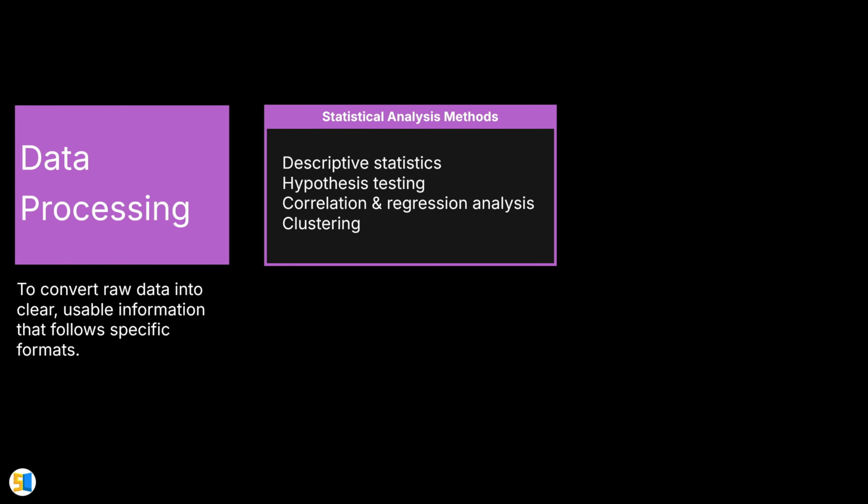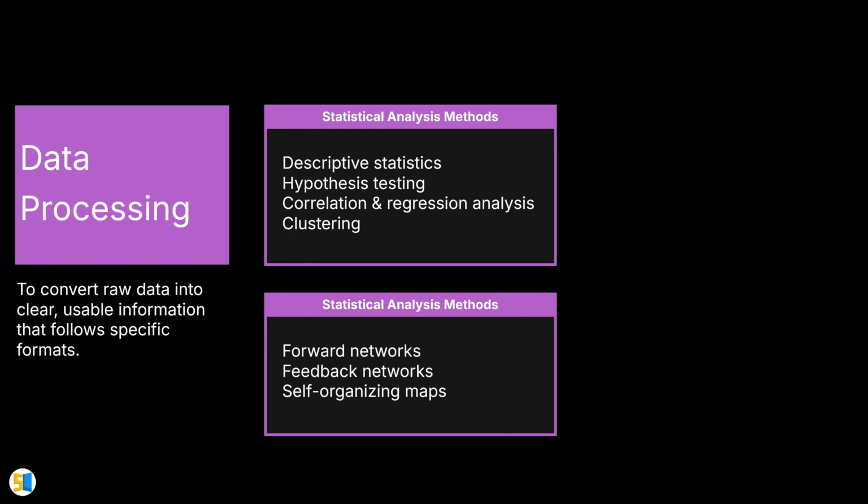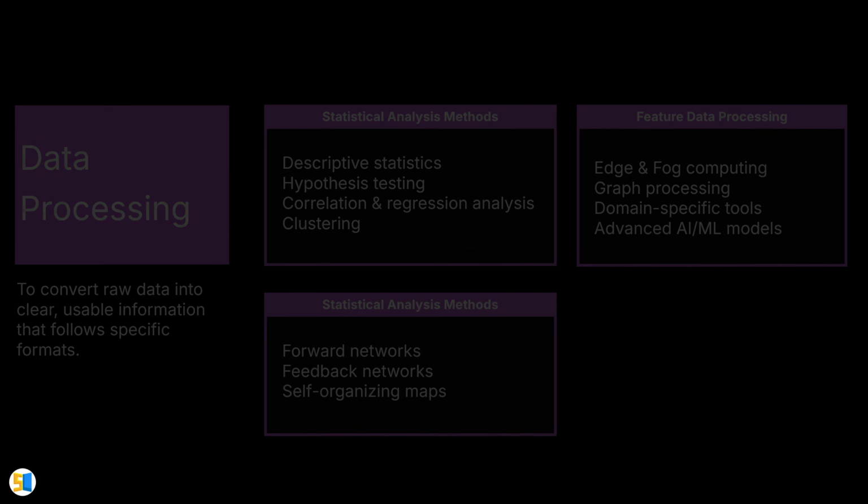Data can be analyzed using statistical techniques and/or neural network techniques. Statistical techniques include descriptive statistics, hypothesis testing, correlations and regression analysis, or clustering. Neural network techniques include feedforward networks, feedback networks, and self-organizing maps. Future data processing includes edge and fog computing, graph processing, domain-specific tooling, and advanced AI or ML models.